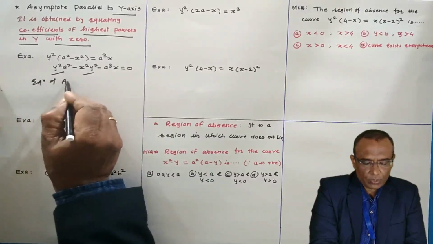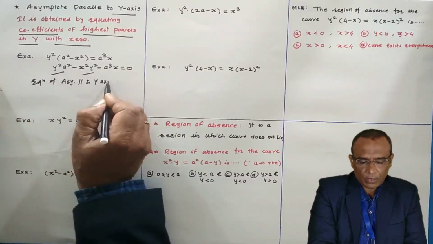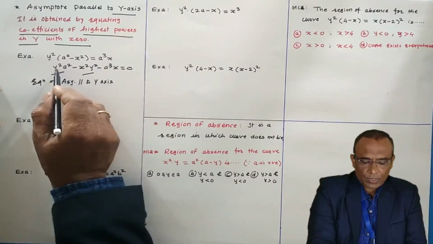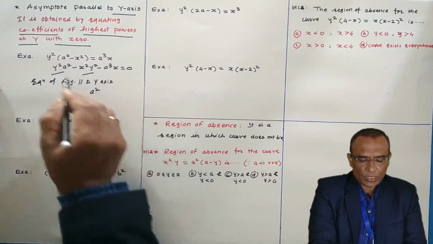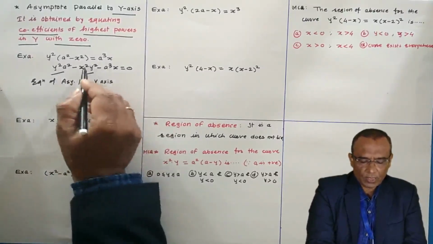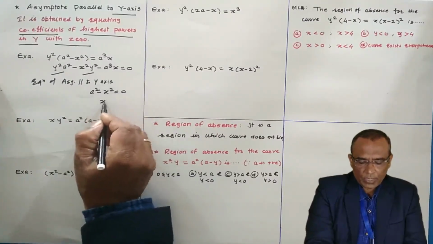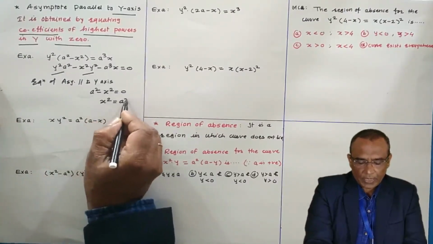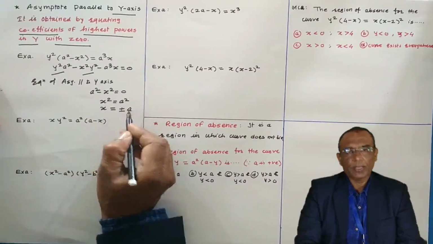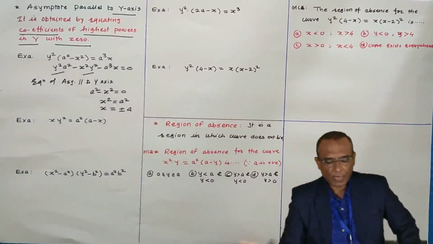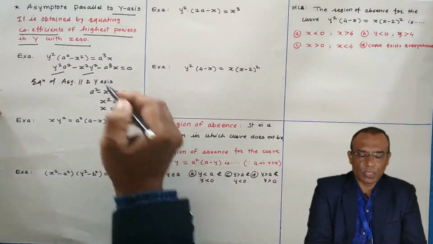And their coefficients: how do you write the equation of the asymptote parallel to the y-axis? Equating the coefficient of y square. The coefficient of y square is x square minus a square, and on the other side it is 0, meaning x square equal to a square. So x equal to, taking the square root of both sides, x equal to a is an asymptote, and x equal to minus a is another asymptote. Means there are two asymptotes to this curve.